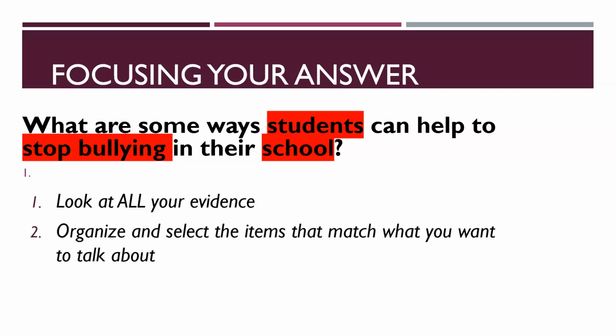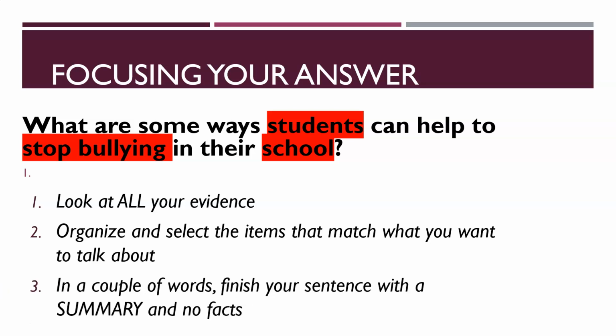You want to organize and select those items that match what you want to talk about. So if you want to focus on land items, it makes no sense to then talk about the Boston Massacre. In a couple of words, you're going to finish this sentence that you started to write, restating the question, and you're going to give a summary of what you're going to talk about with no facts.